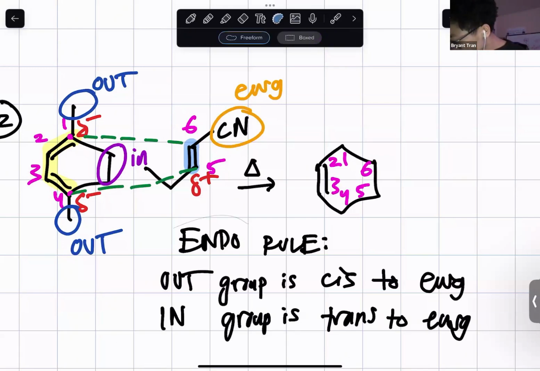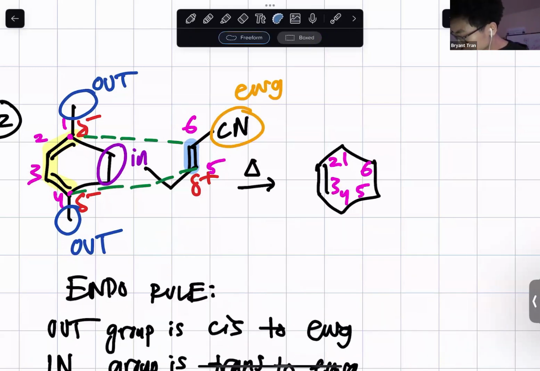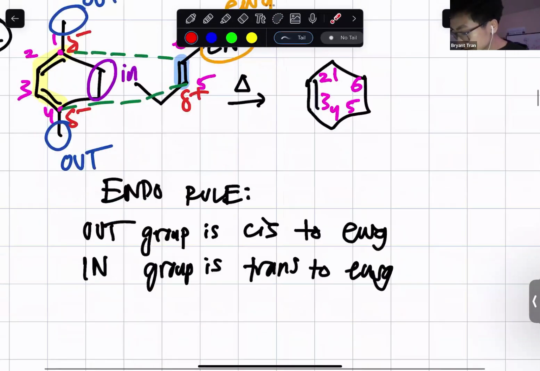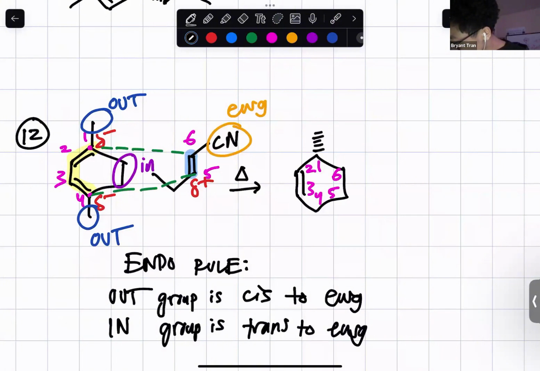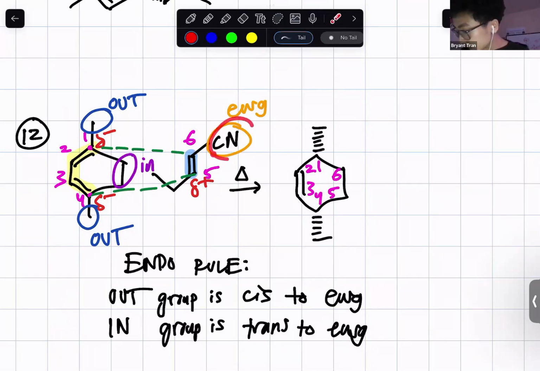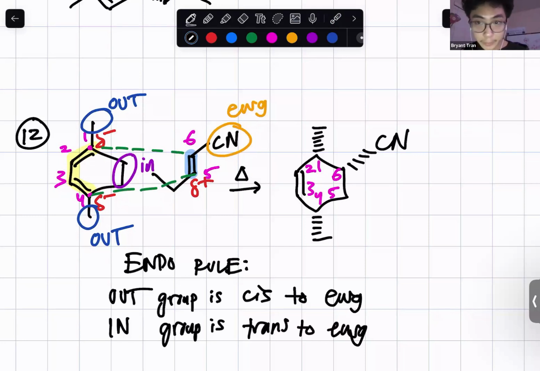So for Helix's class, because the charge is already aligned, we don't have to flip any diene or dienophile. Let's say that my outgroups here on carbons 1 and 4, those methyl groups, are dashes. If those methyl groups are dashes, then this CN here would also have to be a dash to follow the endo rule, right? Because we want the outgroups cis to the EWG.